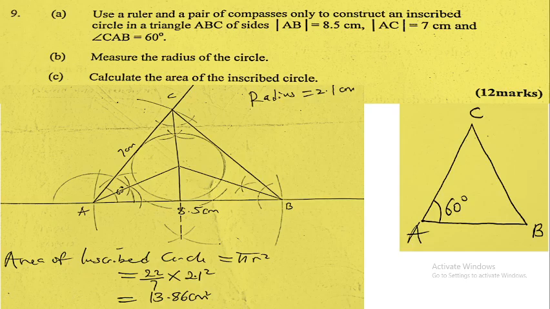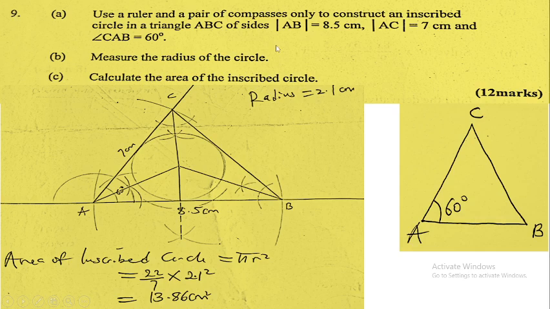Let's move to question number 9, which is on construction. We are to use a ruler and a pair of compasses only to construct an inscribed circle in a triangle ABC of side AB equals 8.5 centimeters, side AC equals 7 centimeters, and angle CAB 60 degrees. Measure the radius of the circle, then calculate the area of the inscribed circle.